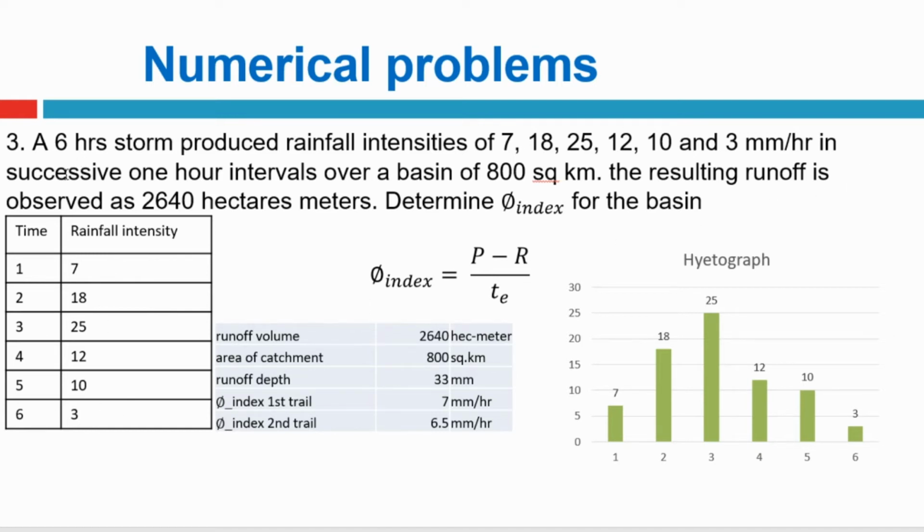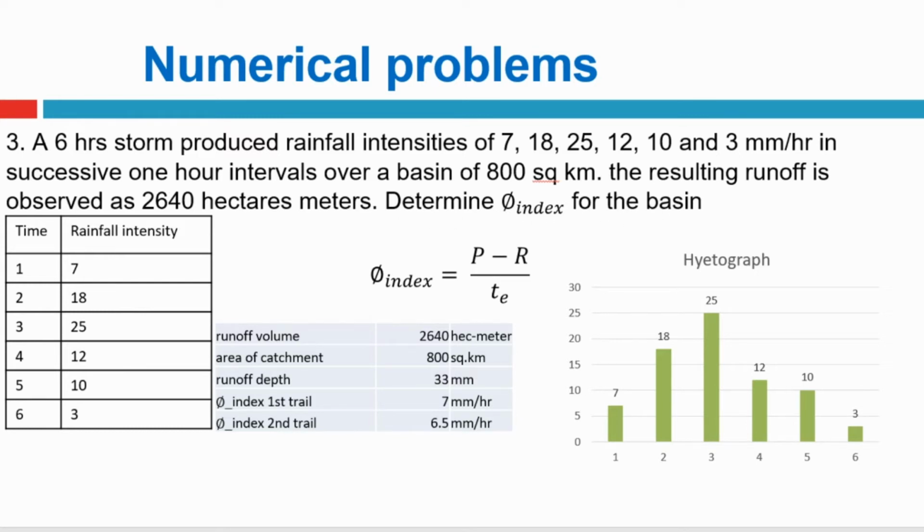Now you know the area of the basin: 800 square kilometer. The resulting runoff is given in terms of hectare meters. I will convert this in terms of meter cube later. Right now this is in terms of volume itself. The volume of runoff is 2640 hectare meters. Now what we need to determine is the phi index for the basin.